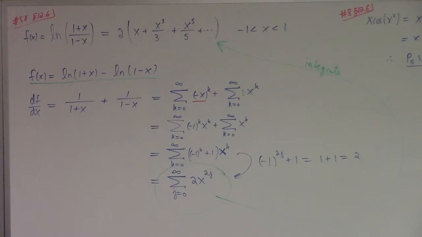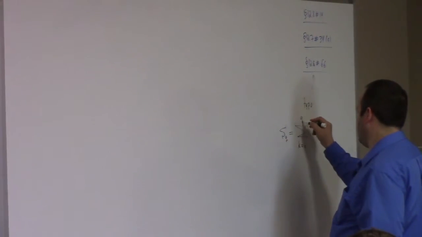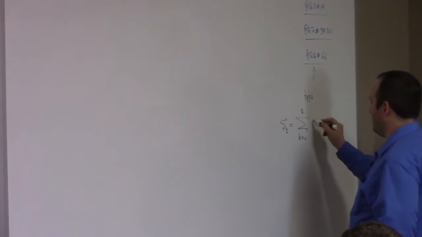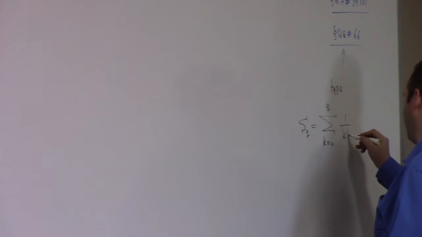I'm not going to answer number 66 of 12.6, but I will tell you this about it. There's a typo. The qth partial sum should be the sum of k equals 0 to q of stuff. I forget what the stuff is, but fine. Oh, 1 over k factorial. Fine, I guess I can afford that much mental effort.